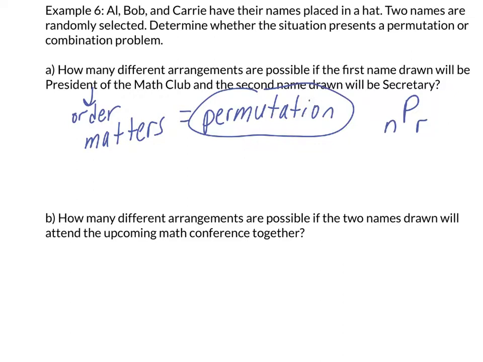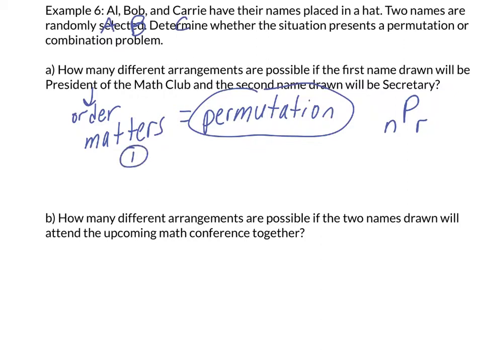So let me just try to better explain why order matters. In other words, when I say order matters, in the context of this question, the order I select the names from the hat creates a totally different arrangement. It creates a totally different scenario. So let me just write it all out so we can see it a little bit better. I'm going to abbreviate Al's name with an A. I'm going to abbreviate Bob's name with a B. And of course, I'm going to abbreviate Carrie's name with a C.